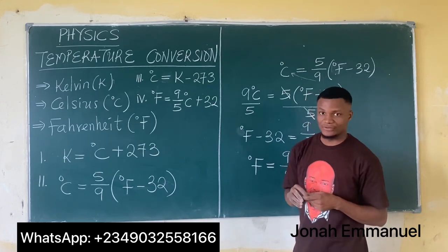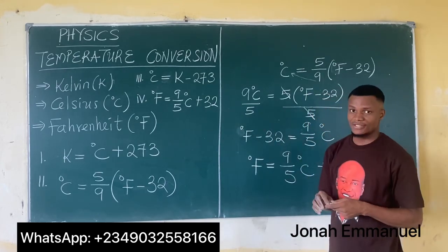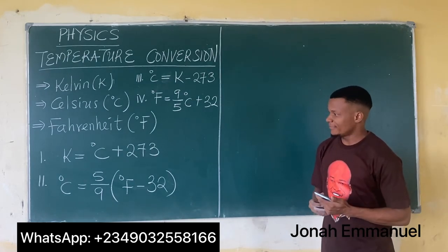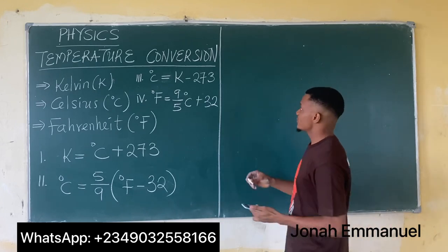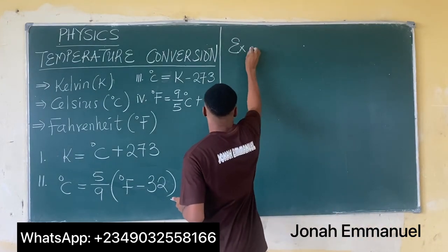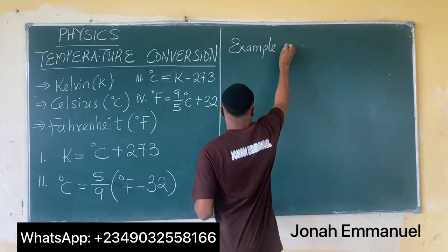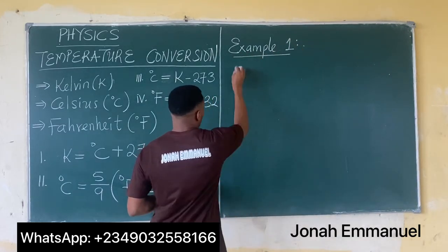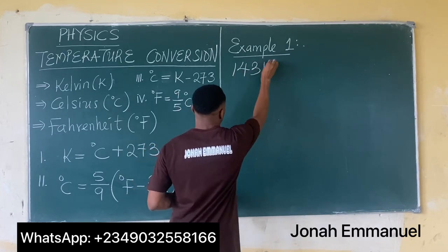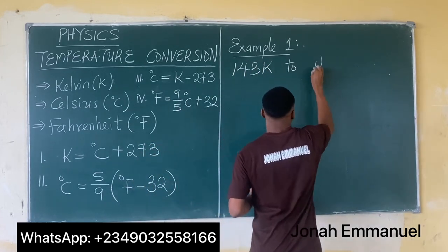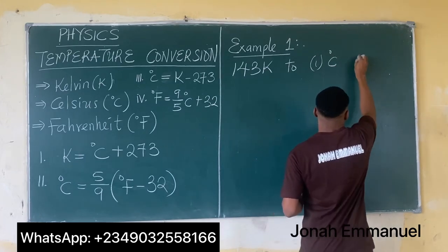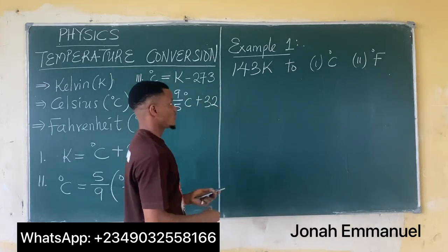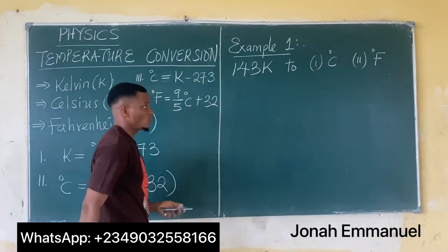We'll take a few examples and then we'll do this conversion. Okay, so let's take a first example. Let's say we are asked, for example one, to convert 143 Kelvin to (i) degrees Celsius, (ii) degrees Fahrenheit. So convert 143 Kelvin to any of these two.